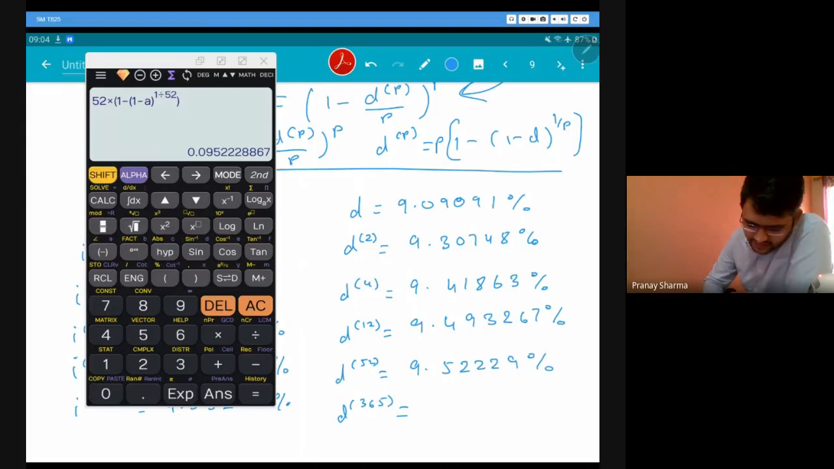Then 365, again I will edit this. I can just press the side arrow because I already have this equation here. I will delete this. I'll say 365 and go here, delete this. I will say 365. That way I'm saving a lot of time if I have very long equations, just by editing those equations.